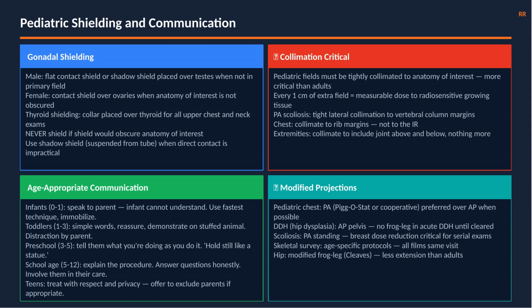Preschool, 3 to 5. Tell them what you are doing as you do it. "Hold still like a statue" works well. School age, 5 to 12. Explain the procedure honestly, answer questions, involve them in their own care. Teens, treat with adult respect and appropriate privacy. Offer to ask parents to step out if appropriate.